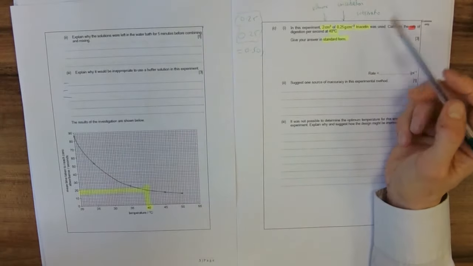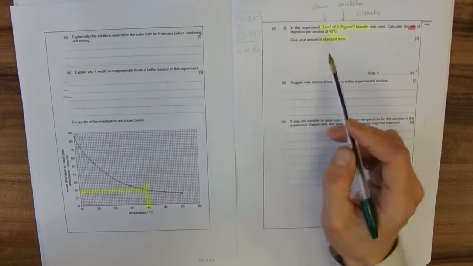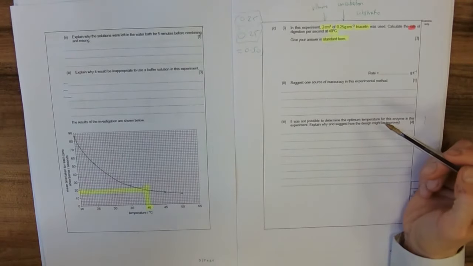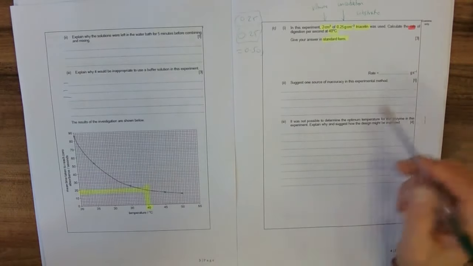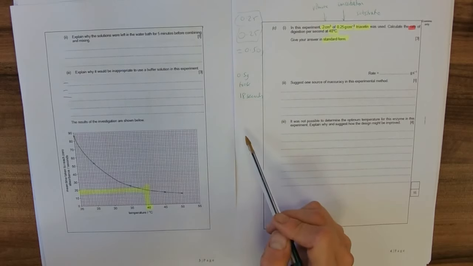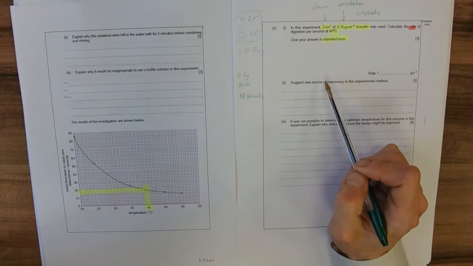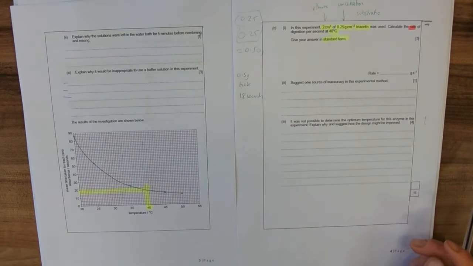And so your calculation is, I've got 0.5 grams took 18 seconds. So how much would you get per second? Well, it's 0.5 divided by that 18, and then you just need to put it into standard form. So hopefully that will enable you to come up with a number there.